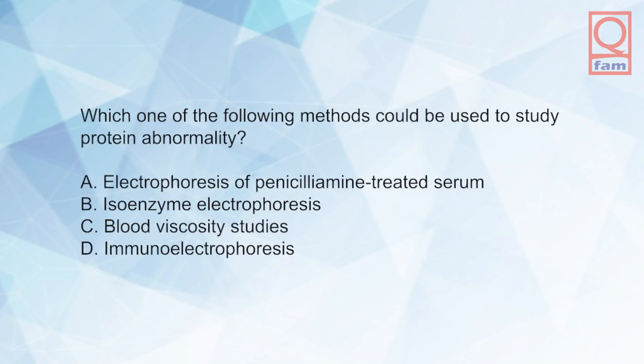Which one of the following methods could be used to study protein abnormality? A. Electrophoresis of penicillamine-treated serum. B. Isoenzyme electrophoresis. C. Blood viscosity studies. D. Immunoelectrophoresis. The answer is D. Immunoelectrophoresis.